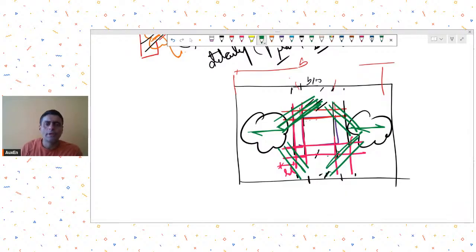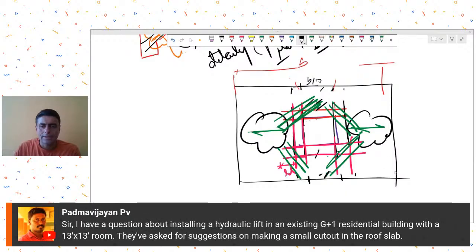As I told you, if the opening is large, if it is going to be loaded, then it is better to have an actual beam. But if not, then you could have this kind of a detail. Okay, right. So I think this answers engineer Padma Vijayan's question also.